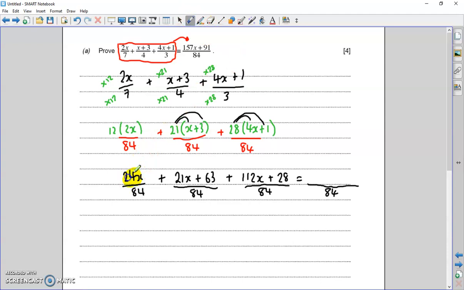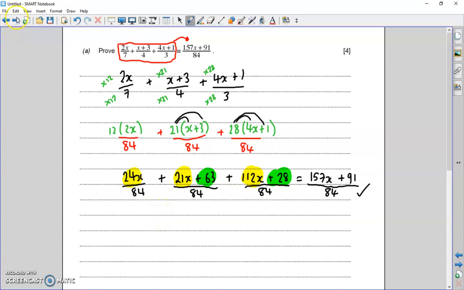So 24x, 21x, 112x, yeah, I've done that right, that comes out as 157x. And then the numbers, well, we've just got a 63 there, a 28 there. We're adding, there's no minuses, there's nothing funny going on. That does just make 91. There we go, all done. Okay, I'd say the hardest bit of that was getting the common denominator and doing our multiplying at the top, the times 12, the times 21, the times 28.